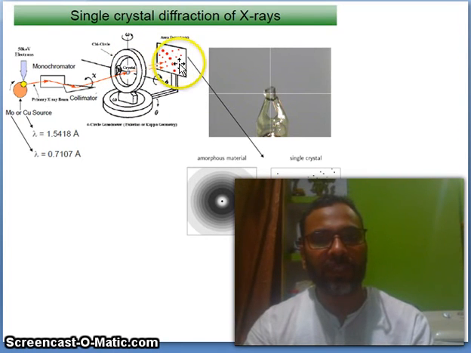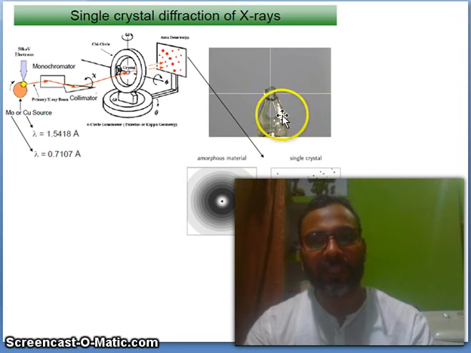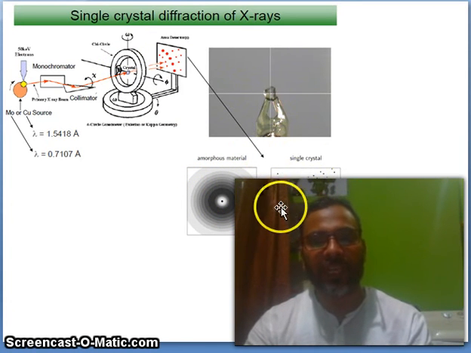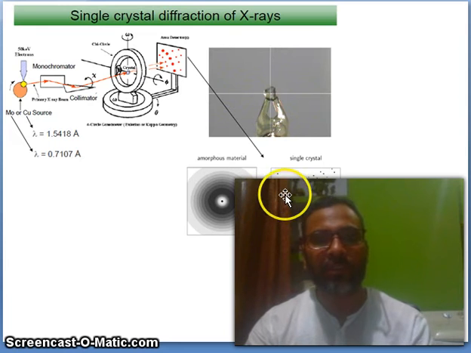and this is your diffraction pattern you see here, and this is your crystal. You see this crystal is here, and amorphous looks like that. And if you have the single crystal, then the diffraction pattern should be like that. If it is not like that, it means you do not have a good crystal.